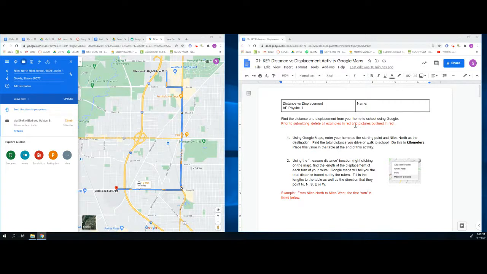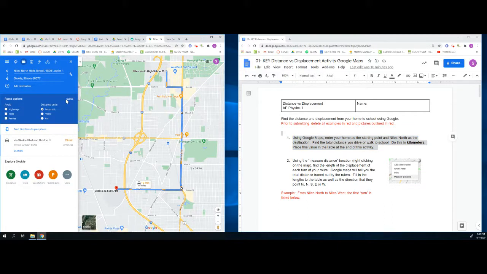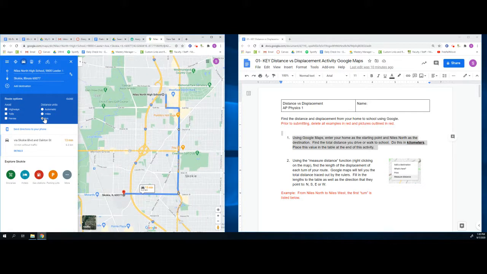Okay, so I'm going to answer these questions as if I was a student, and hopefully this helps what you did, and also hopefully it helps me see any discrepancies that I did not expect on this. So I'm going to do everything in kilometers, and I wonder if I could change that here. Okay, so here I'm in kilometers. So that's what I'm going to keep it at for this instance.